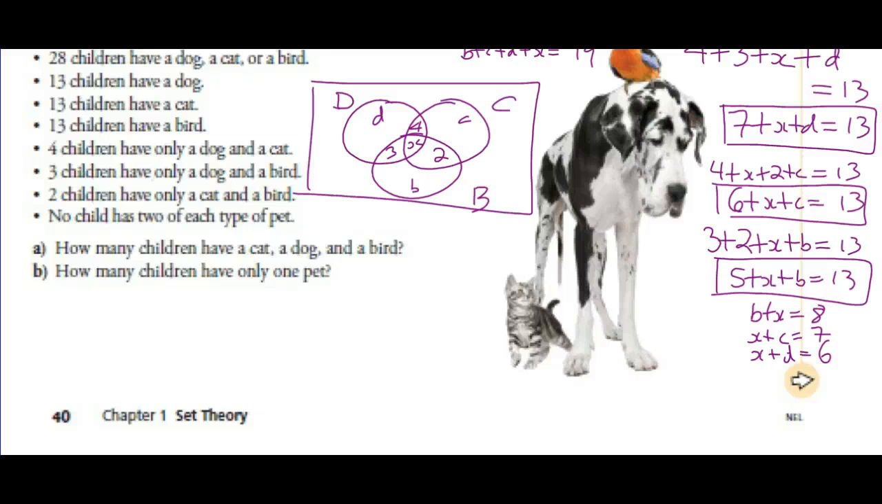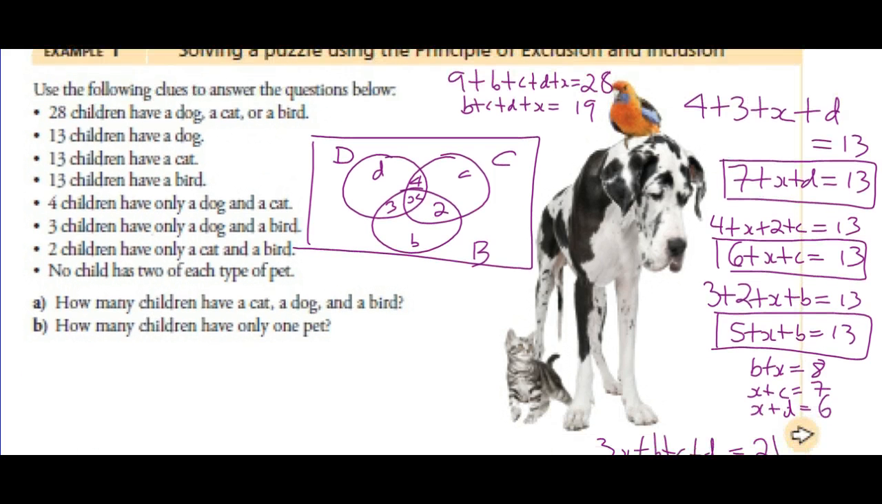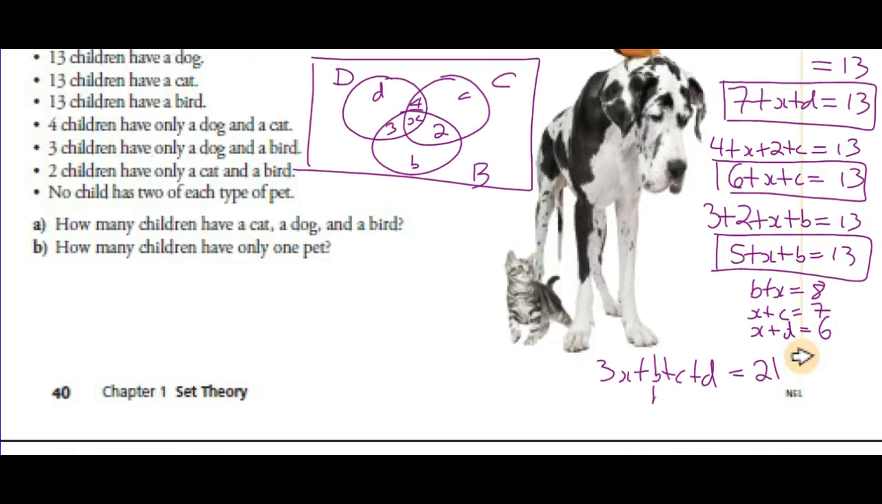And we're going to end up with 3x plus b plus c plus d is equal to, what do we got here, 21? Okay, and we got b plus c plus d plus x is 19, which means, get rid of these, we've got 2x is equal to 2, and x is 1.